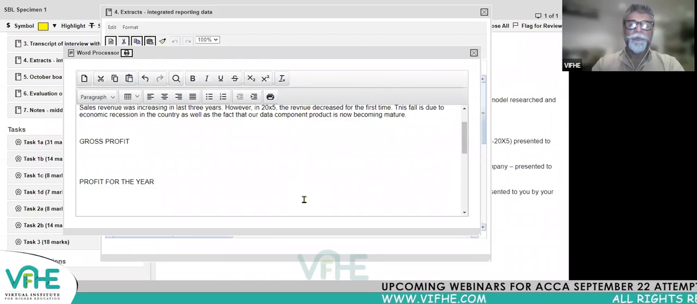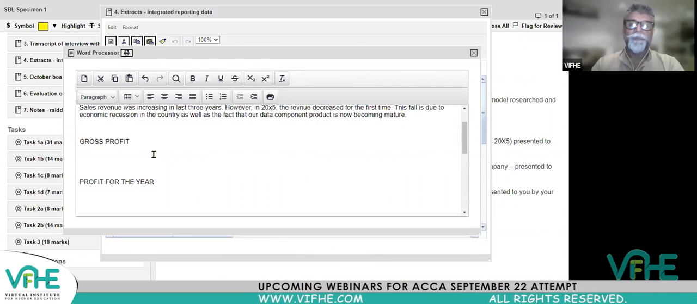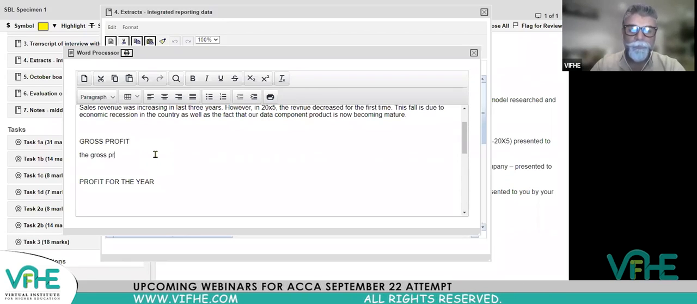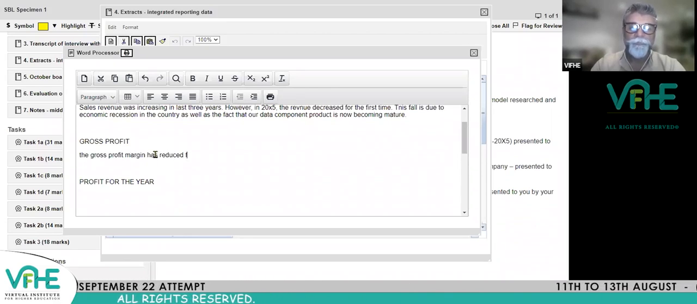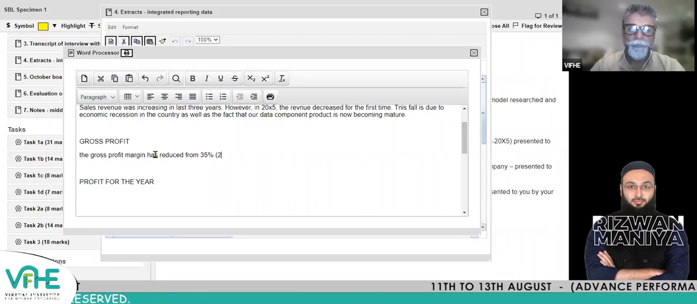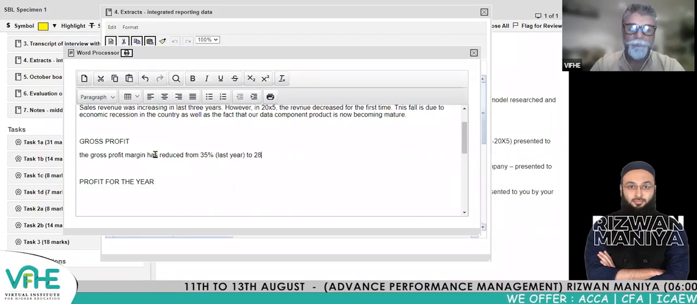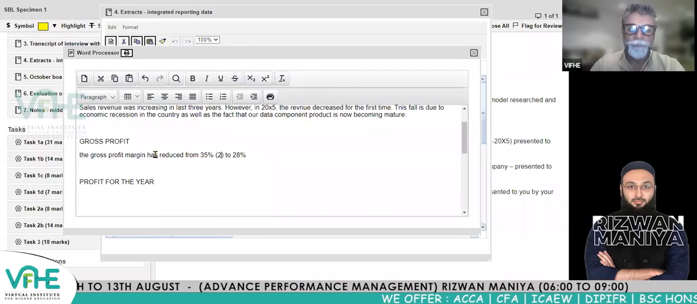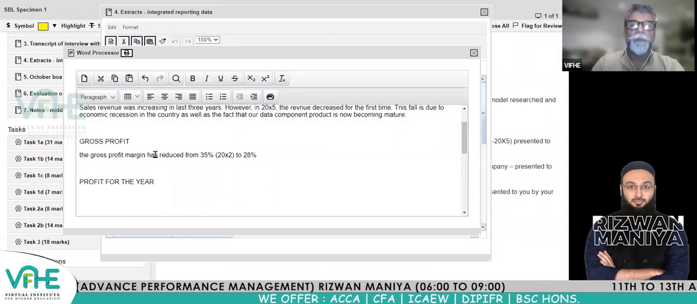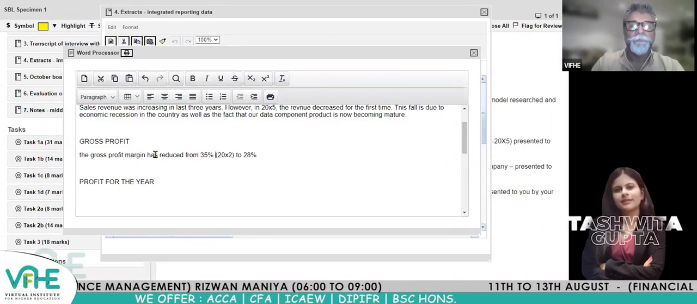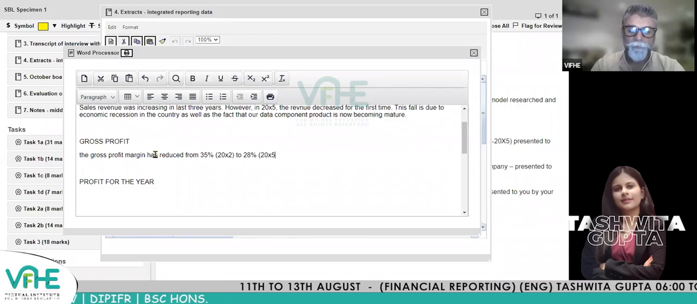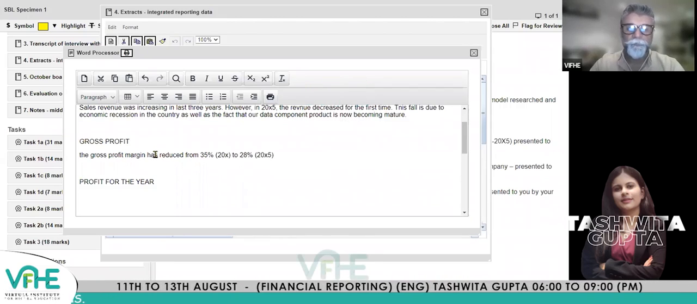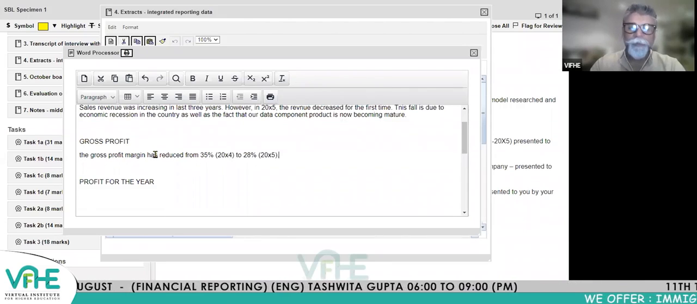Current year, 28%. You see, the gross profit margin has reduced from 35% last year to 28%. Don't say last year, say 20x4 to 20x5. This is 20x4.